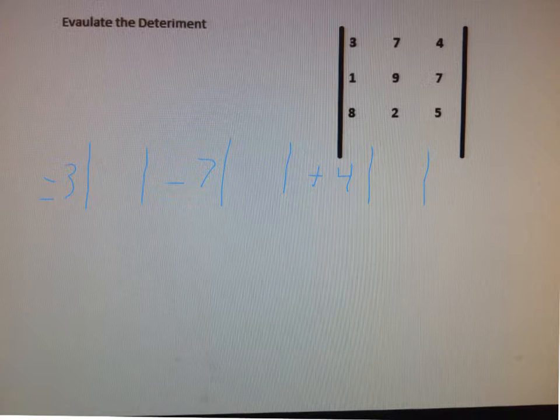I saw your question on evaluating this 3x3 determinant here. There are a couple ways to evaluate this.